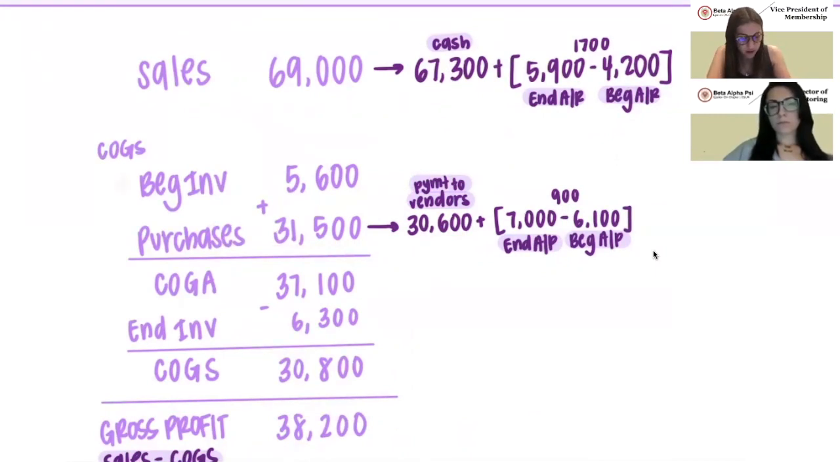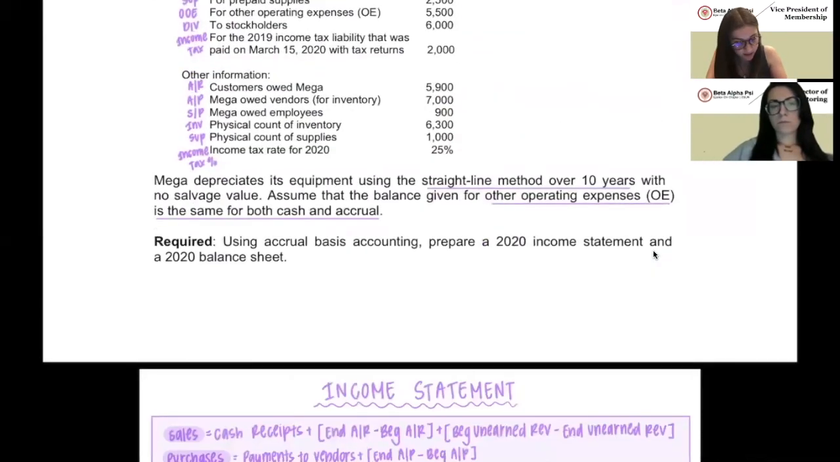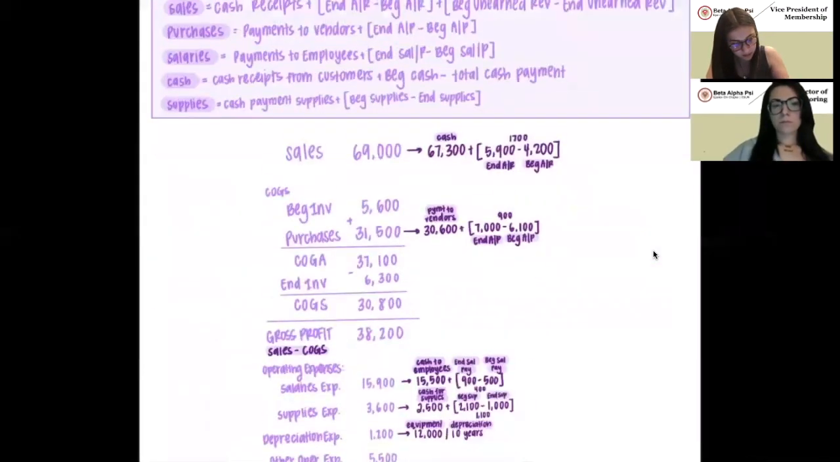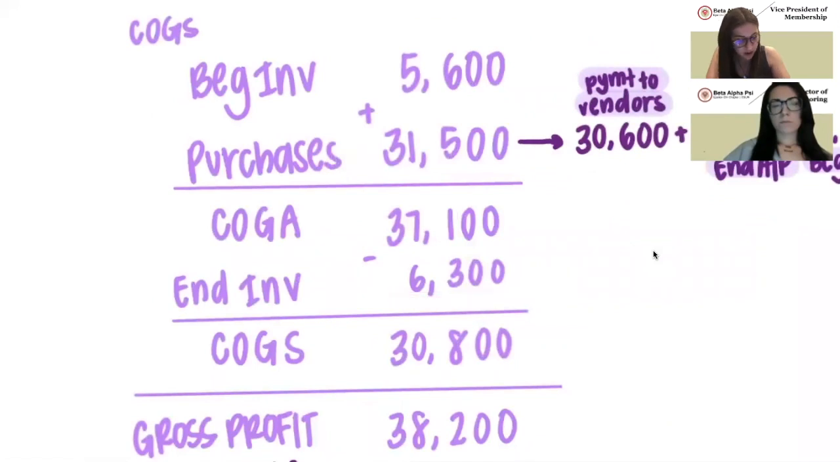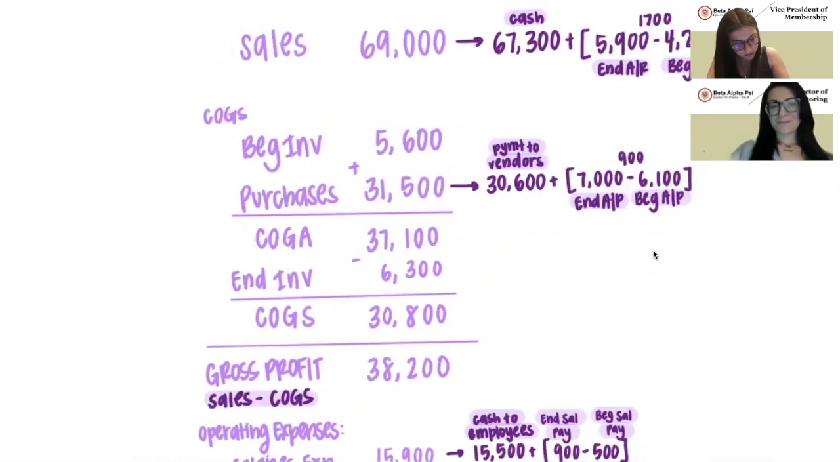So we have our beginning inventory and we have our purchases, which gives us our cost of goods available for sale. This number plus this number equals this. Now our ending inventory is given to us, which we have right here, a physical count of inventory, 6,300. So we're going to put 6,300 in, and our cost of goods available for sale minus our ending inventory is going to give us our COGS. So now that we have our COGS, we can take our sales minus our COGS, and that gives us our gross profit.